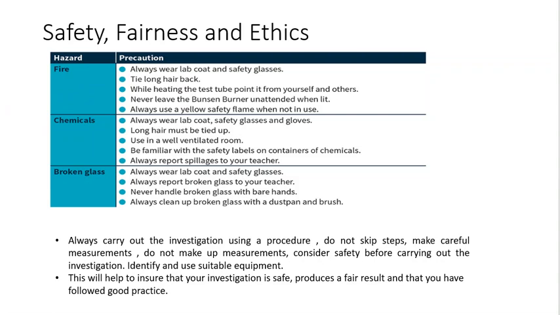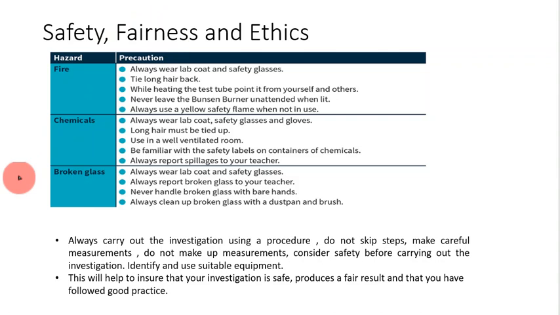Identify and use suitable equipment. So the equipment that you use, inspect it, have a look at it, make sure it's not damaged or broken. By doing this, this will help to ensure that the investigation is safe and that it produces a fair result. So for example, if you have an experiment and you make careful measurements, you can say that the result is fair. Okay, so that it's a fair test, and that you follow good practice as well.